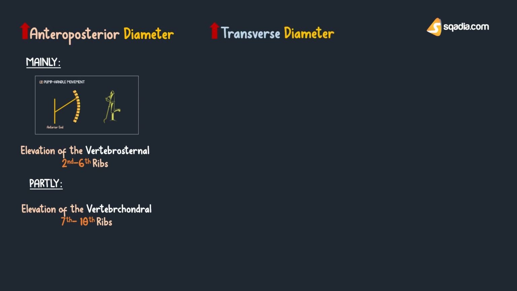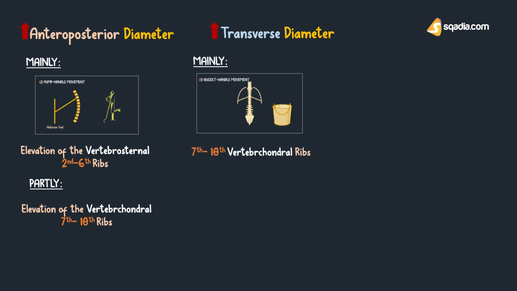Now, the transverse diameter is increased in two ways. These are quite opposite to what I told you for the increase in anteroposterior diameter. So do notice the difference here. The first one is mainly by the bucket handle movements of the 7th to 10th vertebrochondral ribs, and partly by elevation of the 6th vertebrosternal rib.